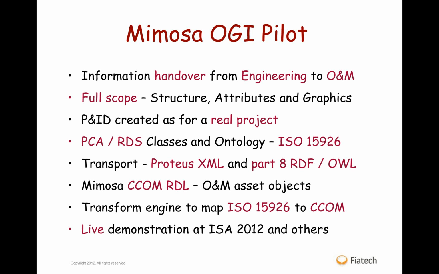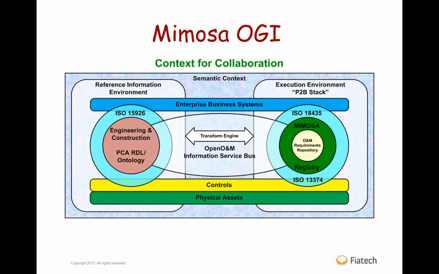So this is what they're looking to do. We have the gap between the engineering side and the ops and maintenance side, and that's where the transform engine occurs to take the information from ISO 15926 into the operations and maintenance context.